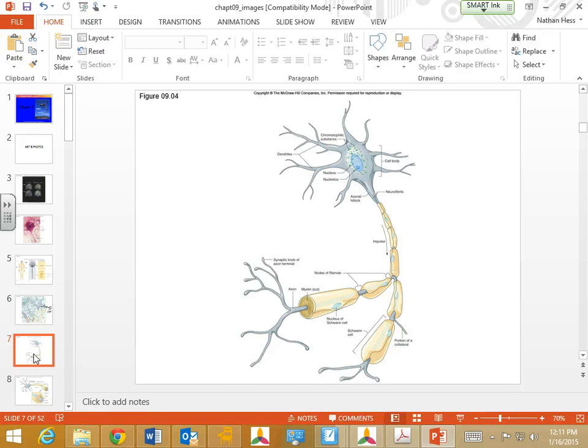Three main pieces: dendrites, cell body, axon. Dendrites receive the signal from a different nerve. So they're reaching out toward other axons. And once the signal gets to them, it filters down through into the axon.